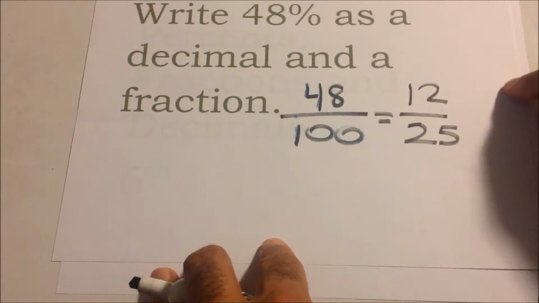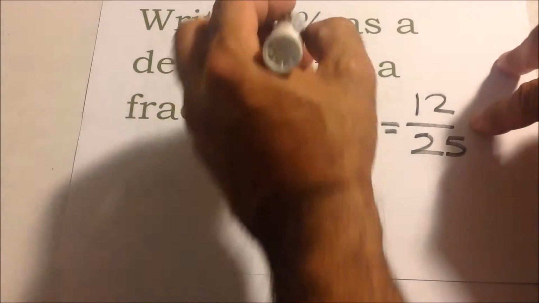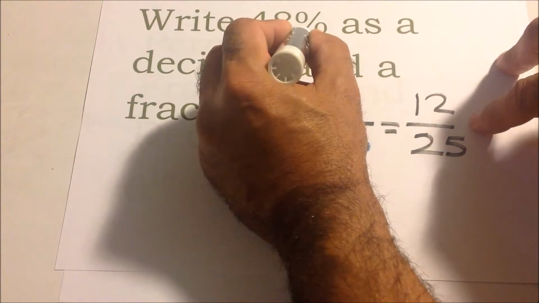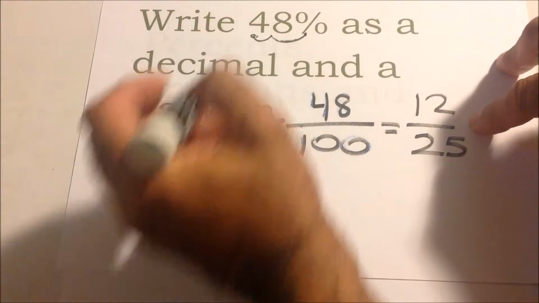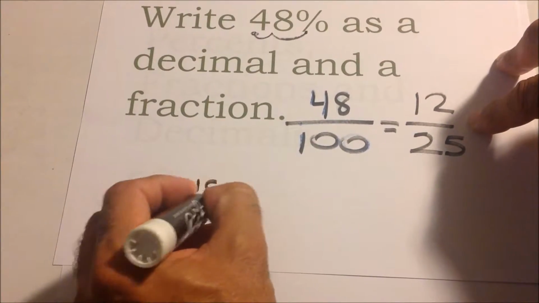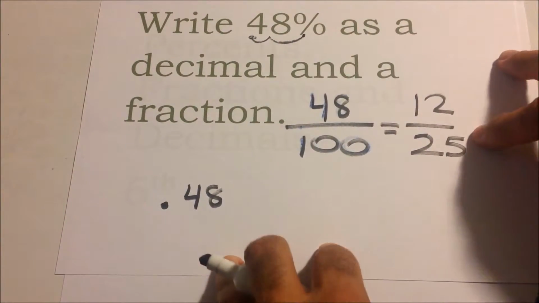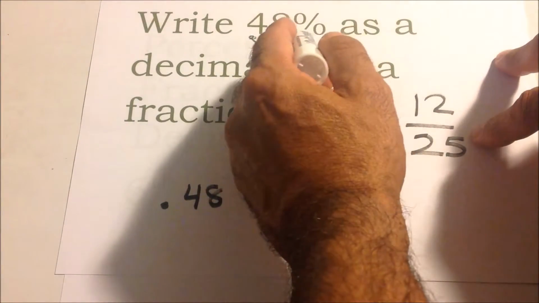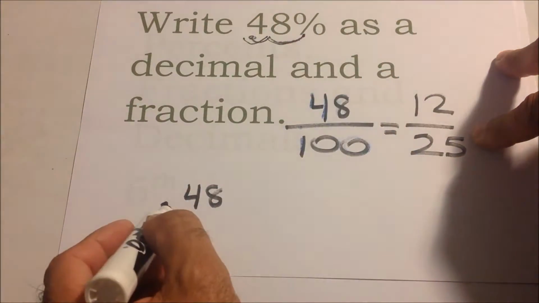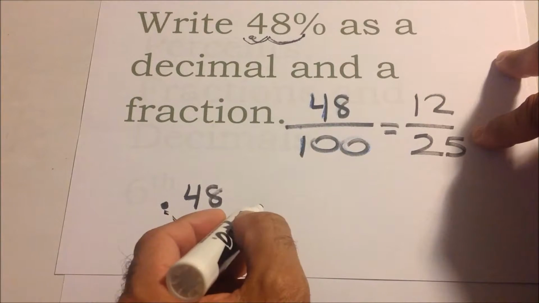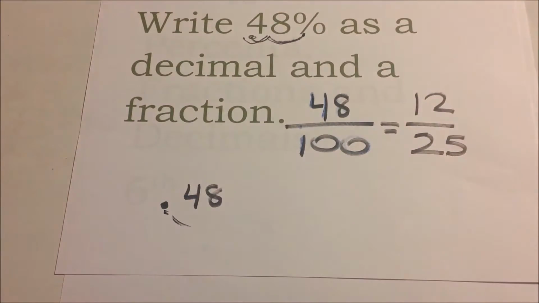Okay, so let's now look at how to make a decimal. So here's the percent sign. Just move it twice. 0.48. So remember, if we want to get a decimal, we move it twice to the left. If we want to get a percent, we move it twice to the right. And we get a percent.